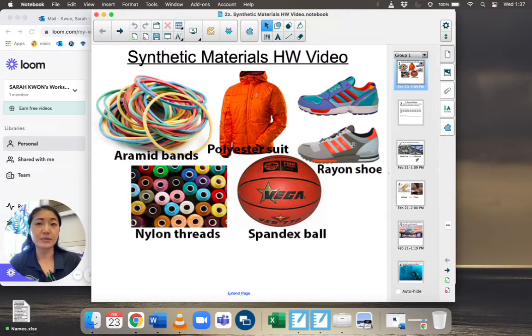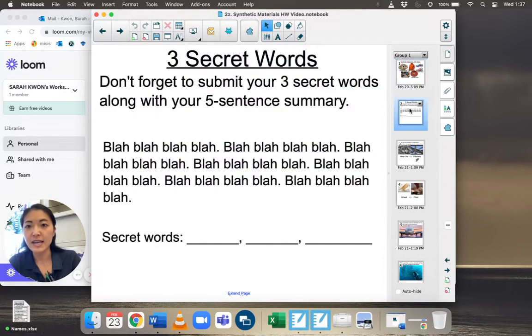All right, in class we're doing our group poster project, and you're also reading about synthetic materials in your textbook reading. Okay, so throughout the video, remember that I'm going to be giving you 3 secret words, and just like last time, don't forget to submit them in a list underneath your 5-sentence summary from your reading. Also, please remember to write your 5-sentence summary in your own words, and copying directly what's in the reading is considered plagiarism, and you'll get a 0. Make sure you write it in your own words if you're not already doing that.